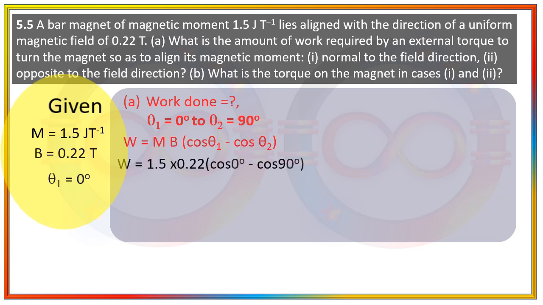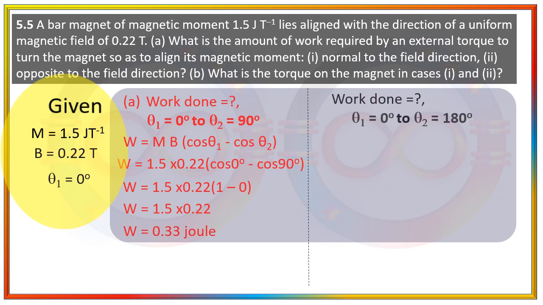Once we put all the values, m as 1.5, B as 0.22, cos theta 1 at 0 degree, theta 2 at 90 degree, cos 0 is 1 and cos 90 is 0. So 1.5 into 0.22 is nothing but 0.33 joule, which will be the work done in case A when it is rotated normal to the field direction.